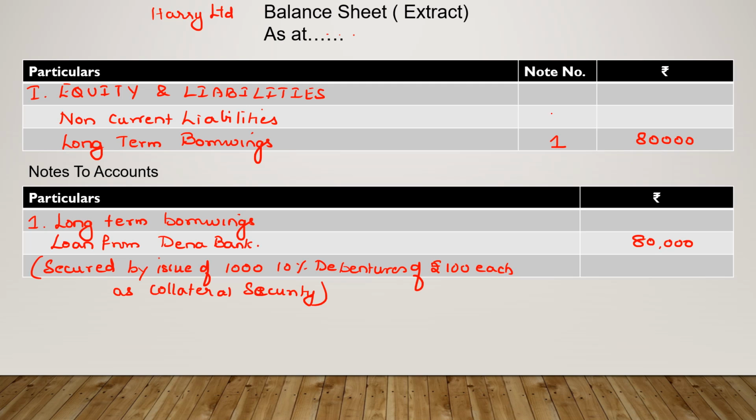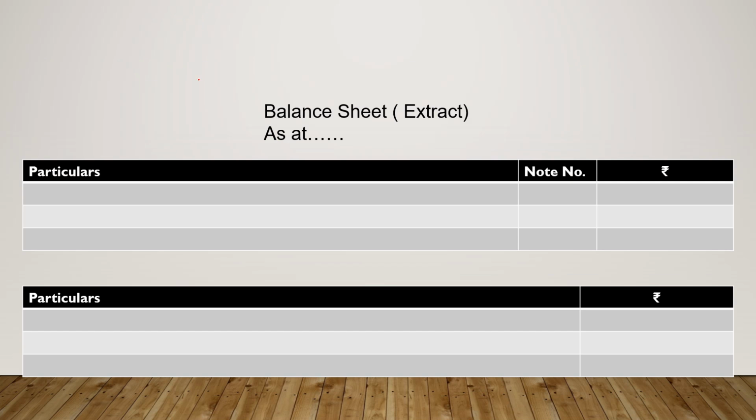Now suppose the company, Harry Limited, decides to pass a journal entry. Then how would it be shown in the balance sheet? First, we will pass the journal entry for the same. The journal entry would be debenture suspense account debit to 10% debentures account.